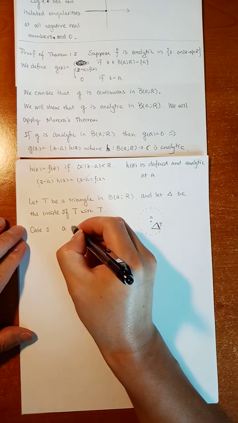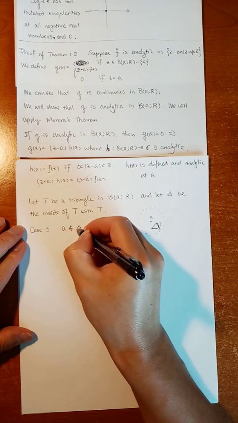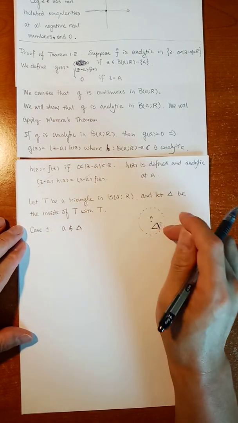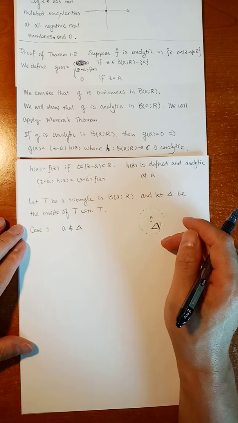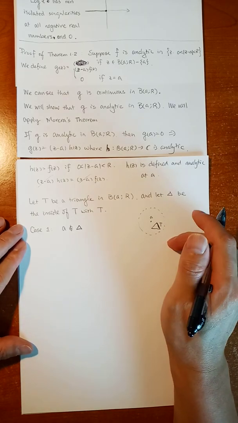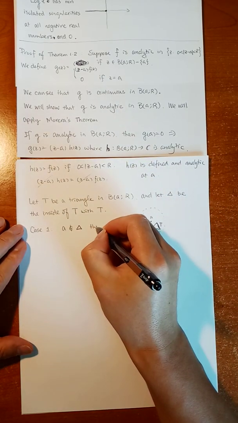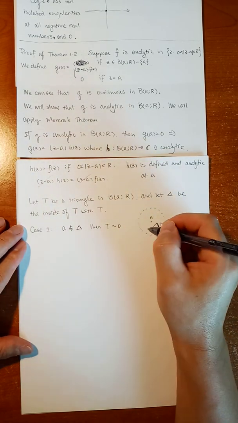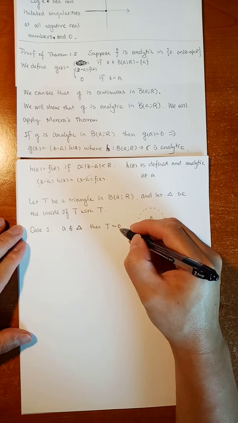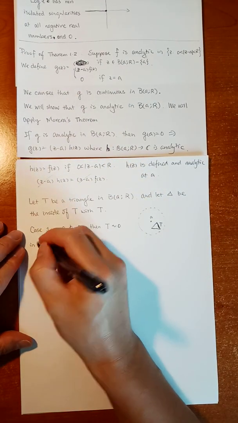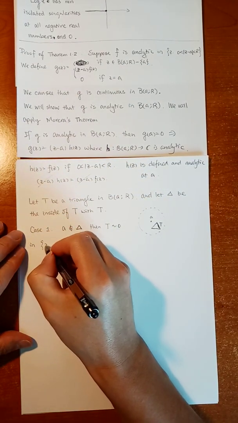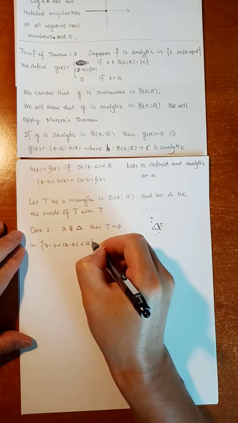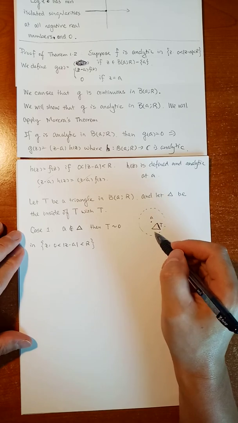Case 1, A does not belong to this delta, not inside, not on the boundary. If this happens, remember we have some concept called homotopy. Then T can shrink to a point. So T is homotopic to 0 in this punctured open disk. It's in the punctured open disk.